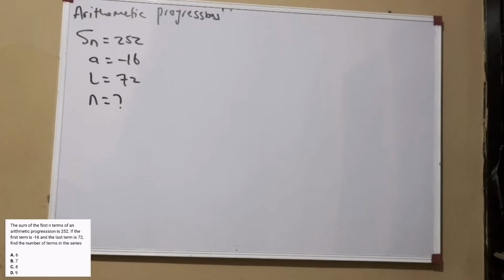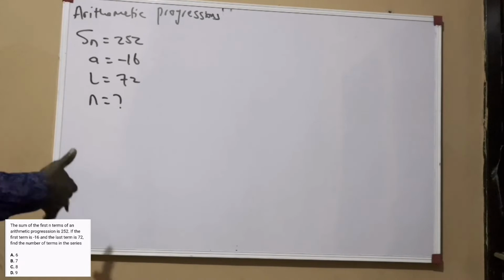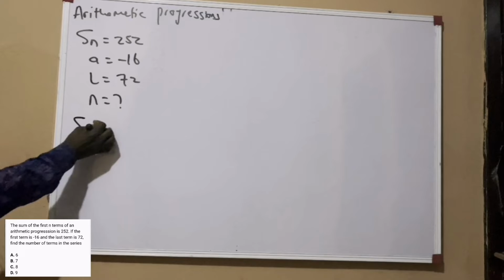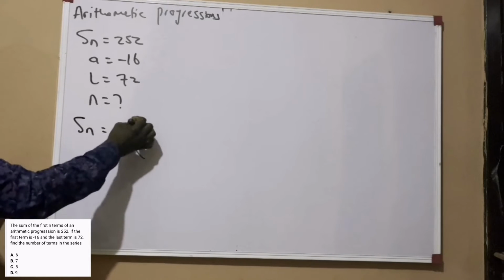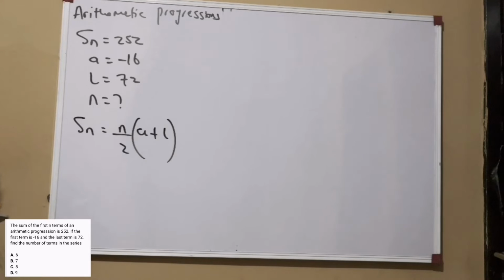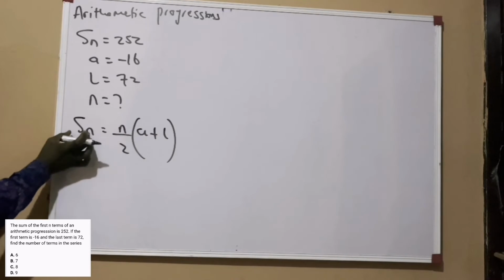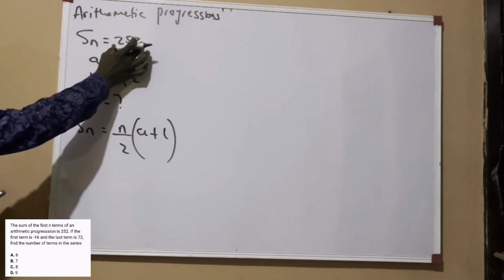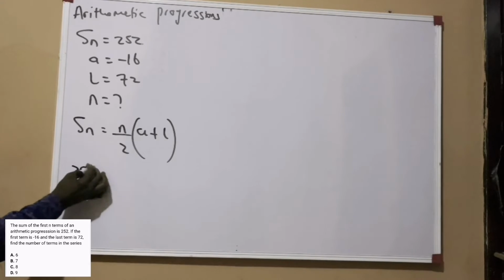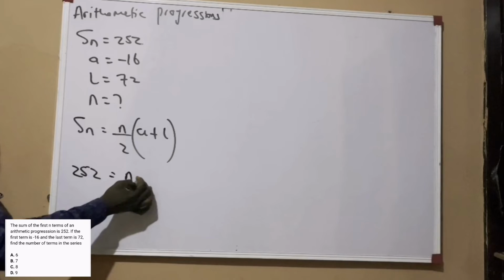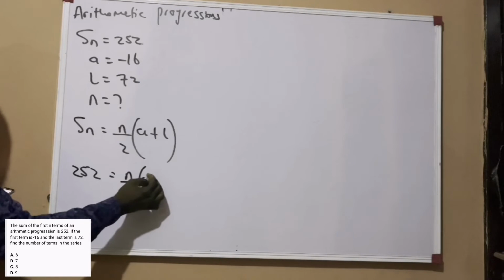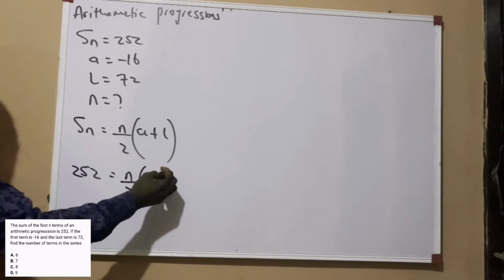Now, how do we solve this problem? We will be solving this problem using sum of an AP involving last term. And the formula for solving sum of an AP when last term is given is Sn is equal to n over 2 into the bracket of A plus L. Okay, where n means the number of terms in the series, A is the first term, and L is our last term. So now, don't forget, we don't know n, but that is what they said we should look for. But we know Sn. Sn in the question is 252. So Sn becomes 252 is equal to n over 2 into the bracket of A is minus 16 plus L is 72.